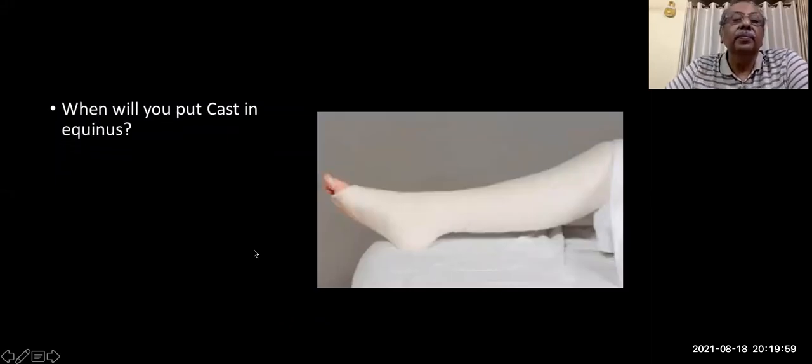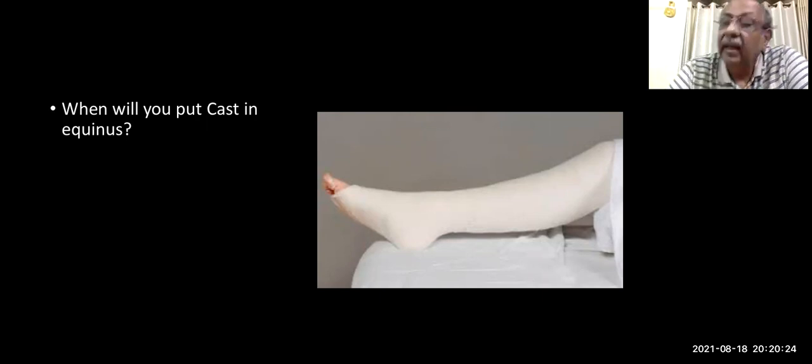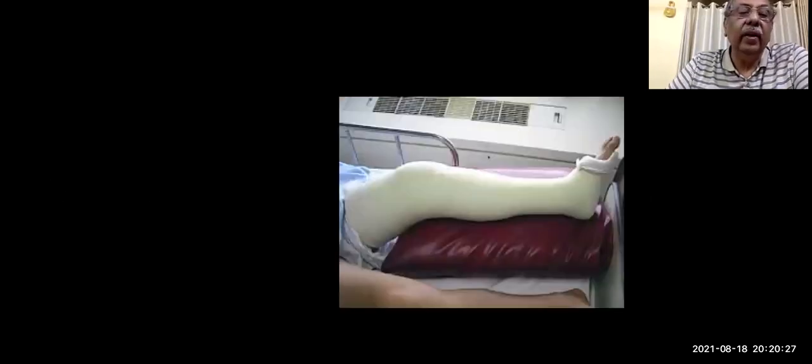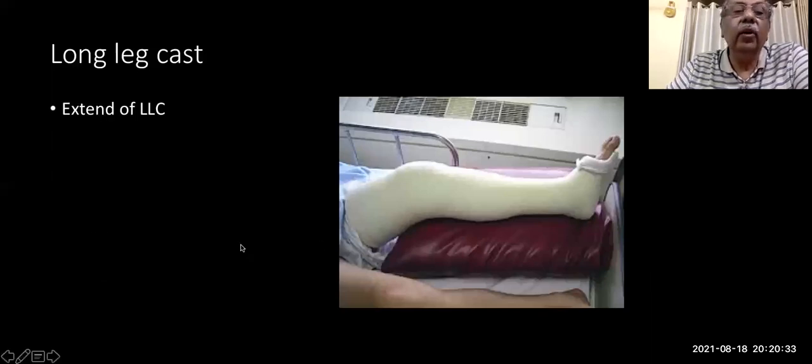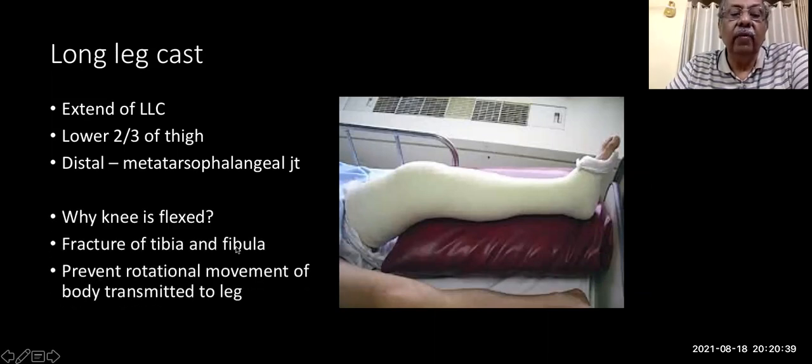Okay. Is there any indication where you will use a cast in equinus? Yes, in some indications you have to use it. The fracture where it is used is mainly the neck of the talus fracture, because the mechanism of injury in a neck of talus fracture is dorsiflexion. Therefore, for reducing that, you have to keep it in plantar flexion. The second indication is in the management of tendo Achilles injuries. Then long leg cast, the common thing that is asked is, why do you want to keep the knee flexed? Okay, this is the extent, and why do you want to keep it flexed?